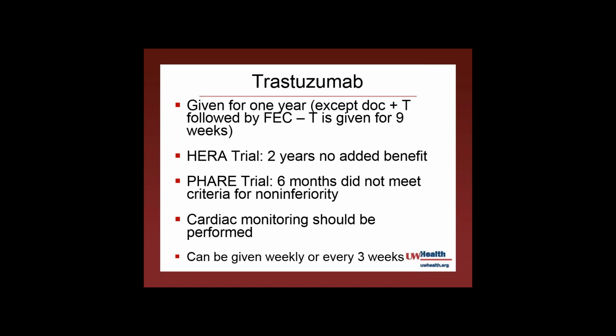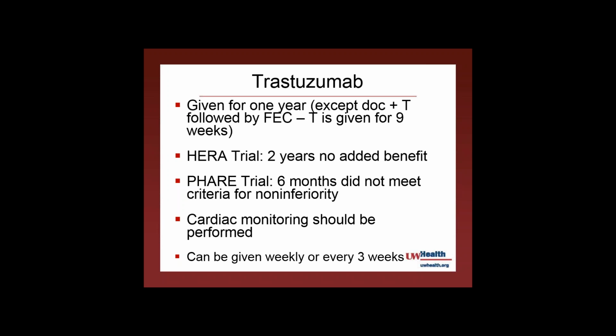Trastuzumab is given for 1 year, except one regimen where they give docetaxel plus trastuzumab followed by FEC chemotherapy, fluorouracil, epirubicin, and cyclophosphamide. Trastuzumab is given for 9 weeks. Trials with trastuzumab looked at longer treatment. The HERA trial revealed that 2 years of trastuzumab added no benefit. So if the question is, should we give 2 years? Probably isn't beneficial. It's 1 year.